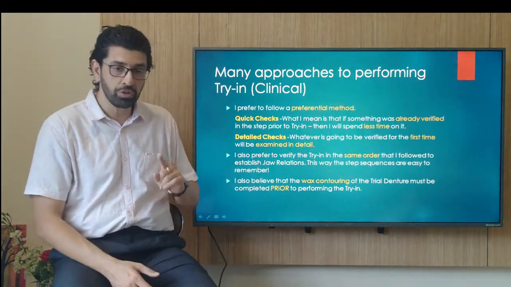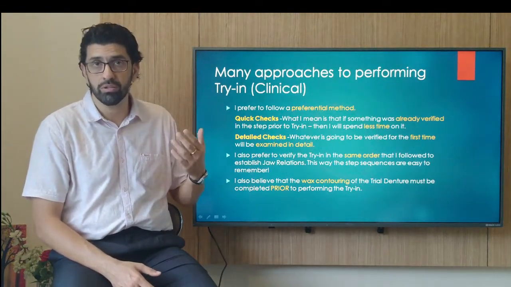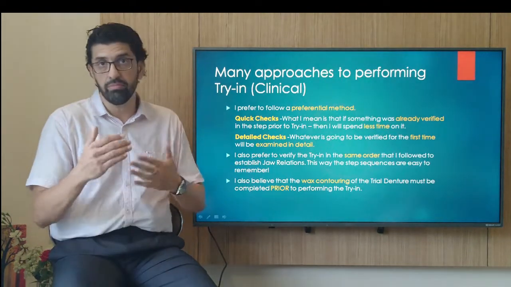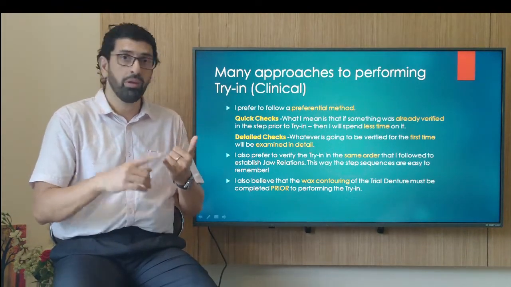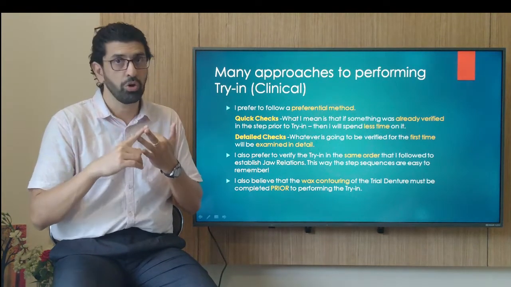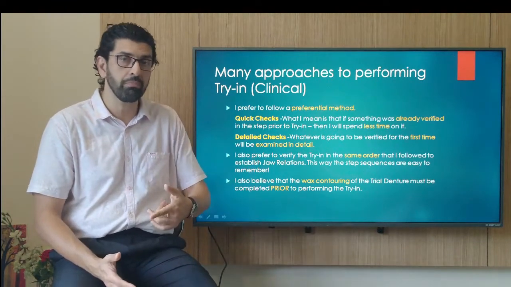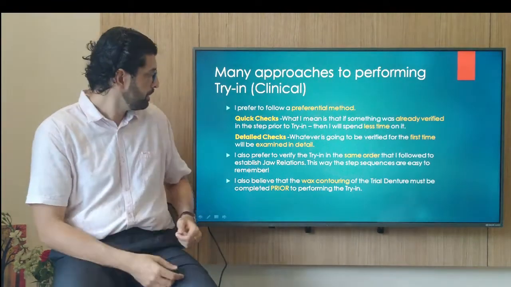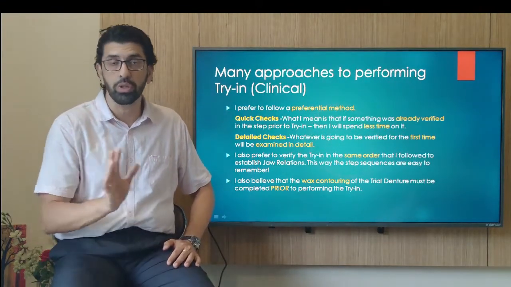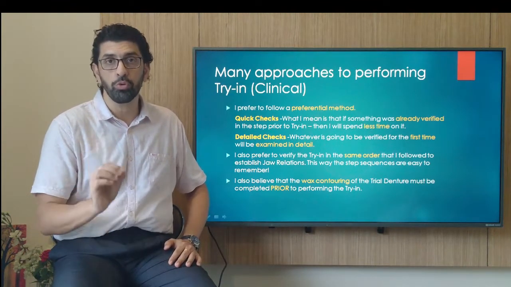I also prefer to do the try-in in the same order that I followed when I established the jaw relation. And that is, you have orientation relation, you have vertical relation, and finally you have the horizontal relation. Except that I'm not going to be doing an orientation relation at this step because I've got my teeth arranged. And finally, I believe that you must have done your wax contouring, your festooning, whatever you want to do. You must have completed that before you do your try-in.